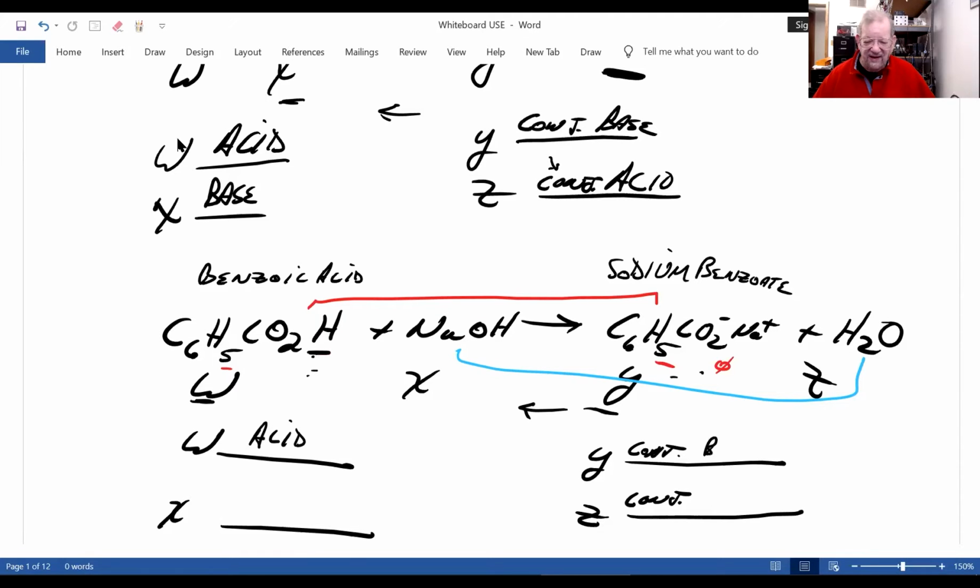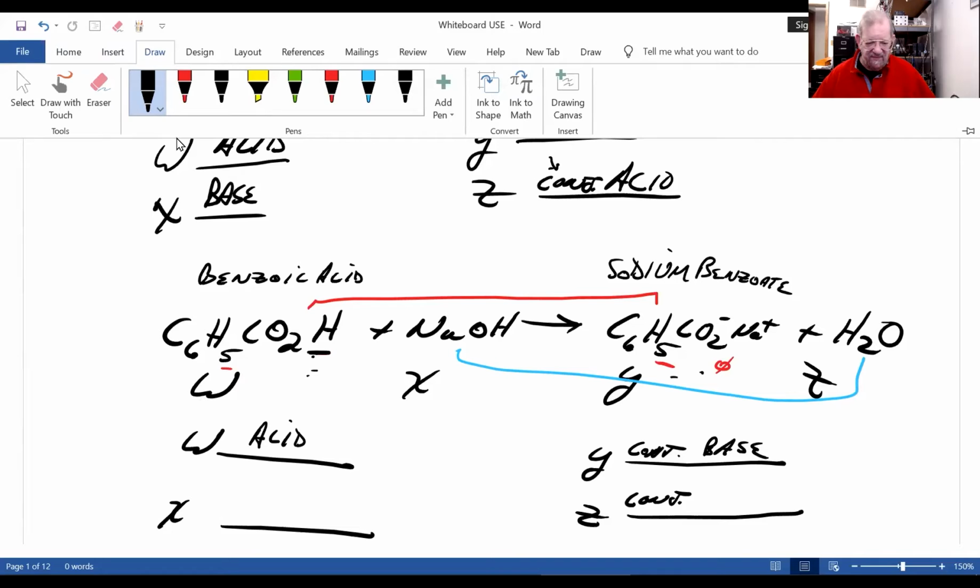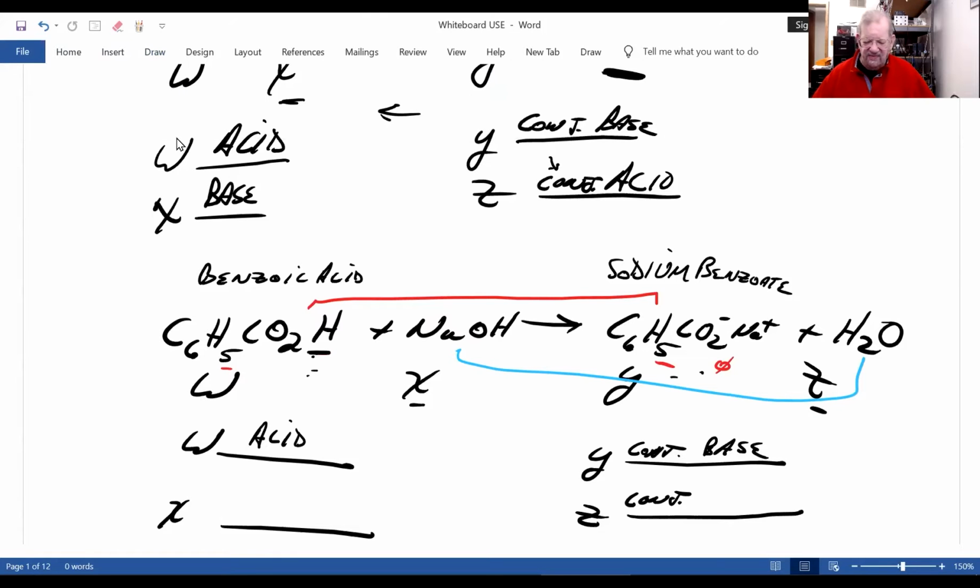So that would make it a conjugate base. Next, I'll look at X going to its conjugate. X goes to Z. When it goes this way, it has 1 hydrogen, now it has 2.